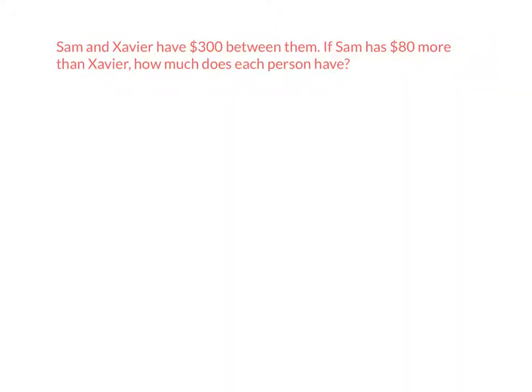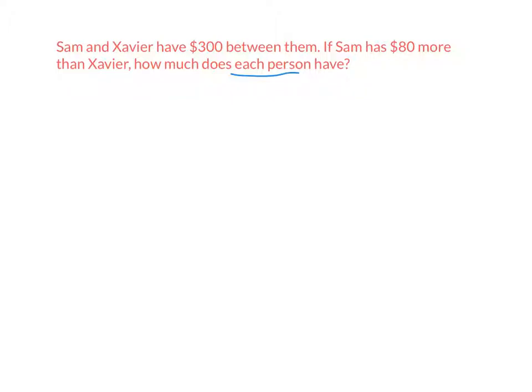So Sam and Xavier have $300 between them. Sam has $80 more than Xavier. We're going to find how much each person has. So this one is a little more tricky because, unlike in the previous two examples, we're actually finding two quantities. We want to find out how much each person has. We need to find firstly how much Sam has, and secondly how much Xavier has.